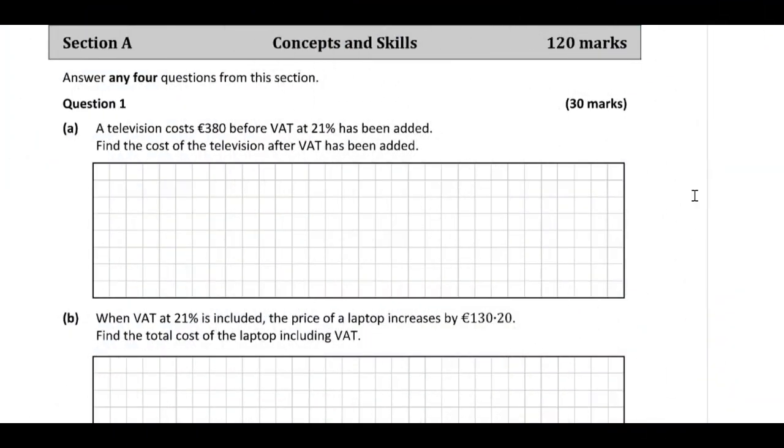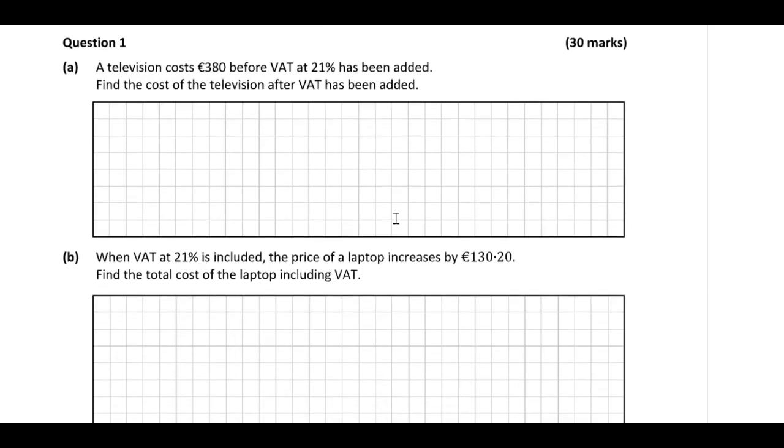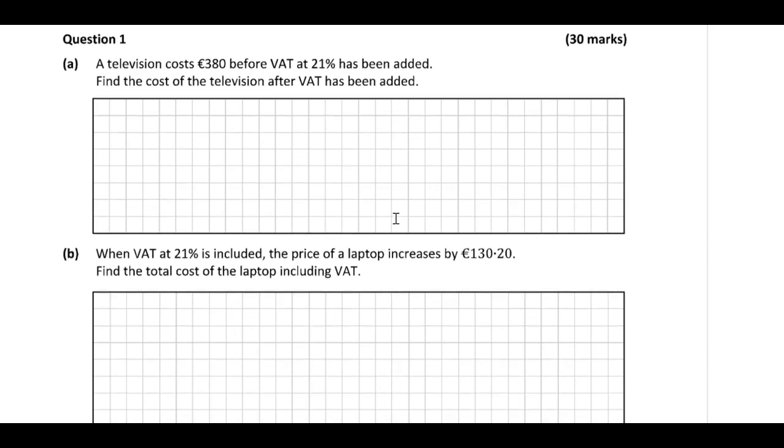Okay, so this is the 2021 Ordinary Level Maths Paper 1. Question 1, we have a television. It costs €380 before VAT at 21% has to be added. Find the cost of the television after VAT has been added.